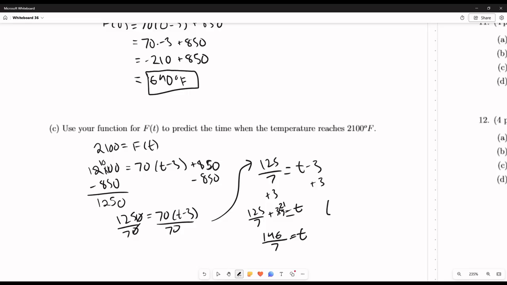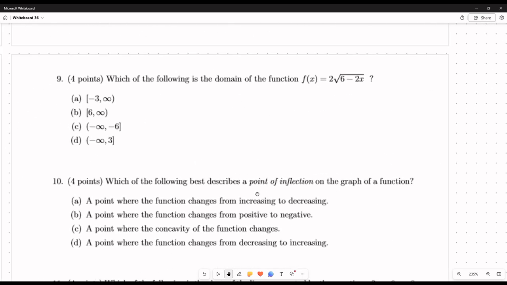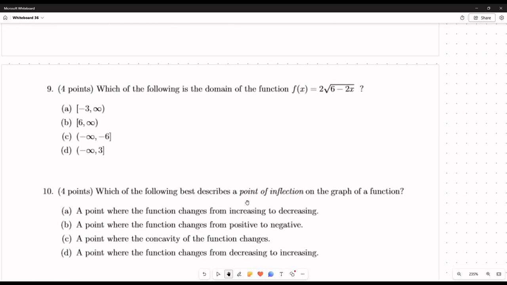All right. Don't let fractions scare you. We can work with fractions. Okay. And now we have some multiple choice questions.